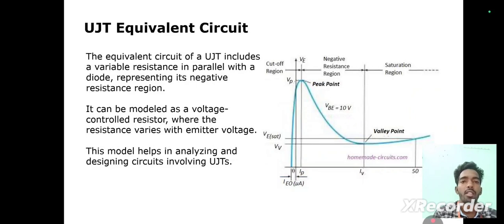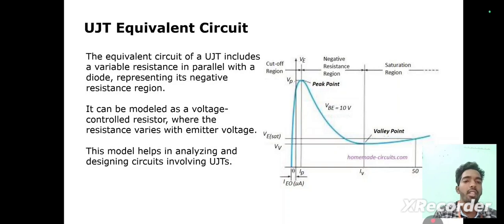The equivalent circuit of a UJT includes a variable resistance in parallel with a diode representing its negative resistance region. It can be modeled as a voltage controlled resistor where the resistance varies with emitter voltage. This model helps in analyzing and designing circuits involving UJTs. Here you see the diagram also: the cutoff region, negative resistance region, saturation region.